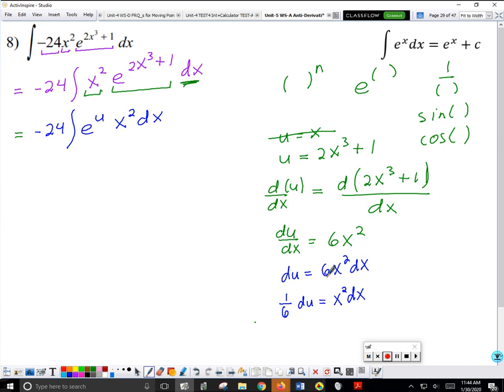Do you plug in the 2x cubed plus 1 into the u on the bottom or no? Oh, like the u here? Look up. The symbol du is not the same as the symbol u. Yeah, u is u, but du ain't.